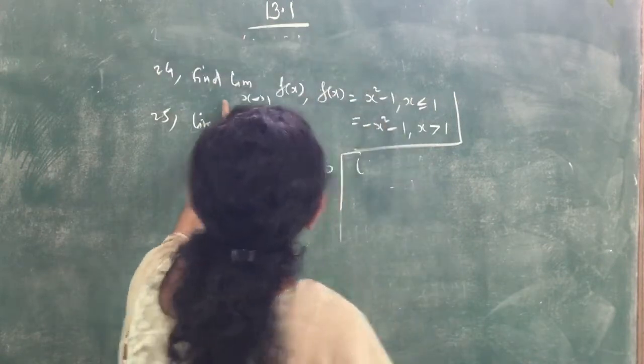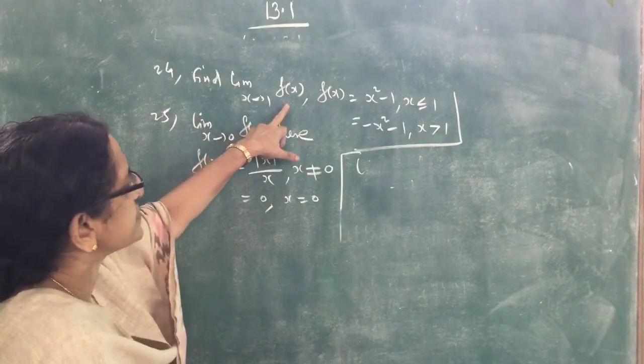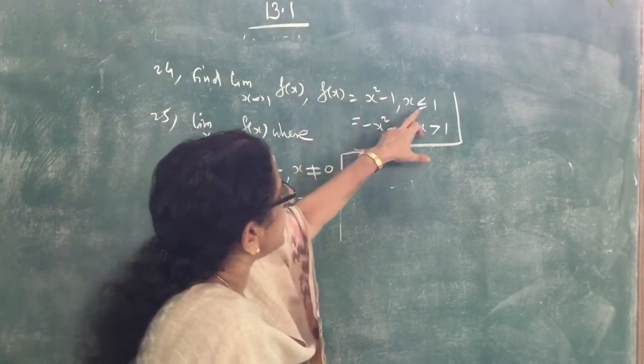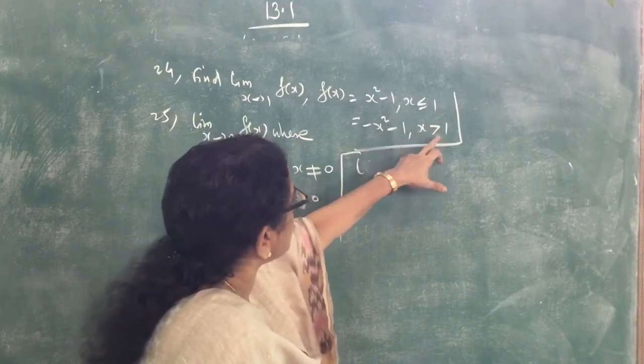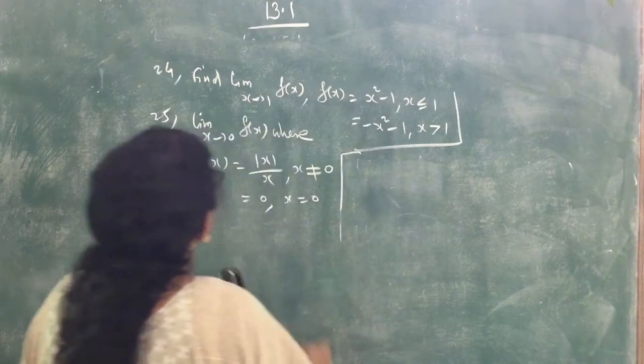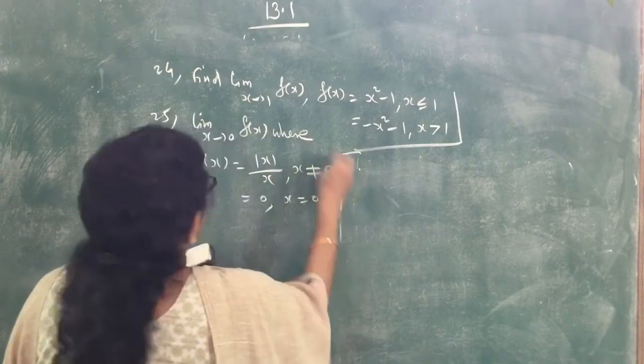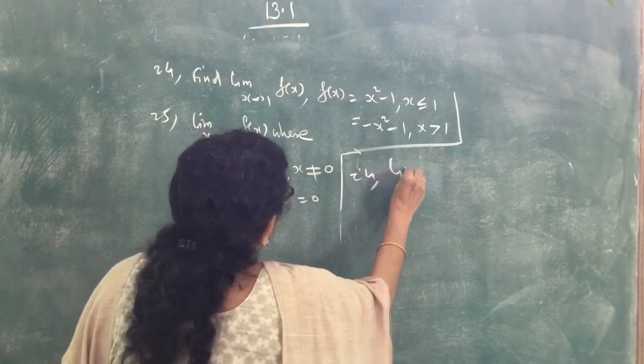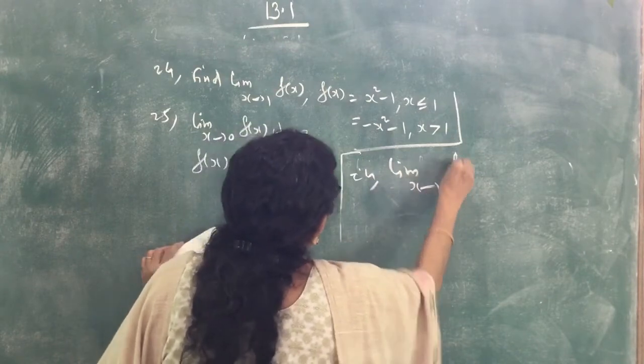Now next question: limit x tends to 1 of f of x, when f of x is equal to this for x less than or equal to 1, and this for x greater than 1. The function is this one. So in this question, what we want to find is limit x tends to 1 f of x.